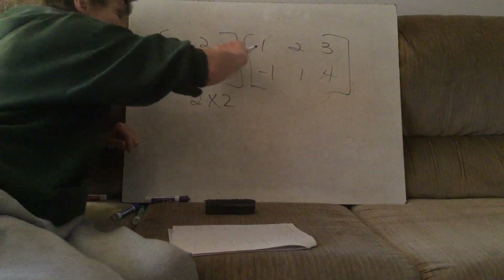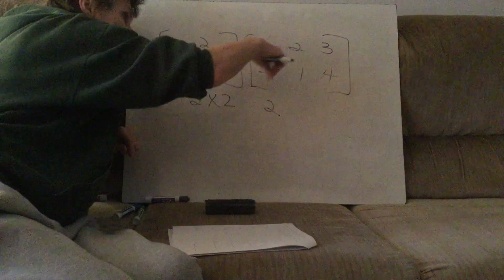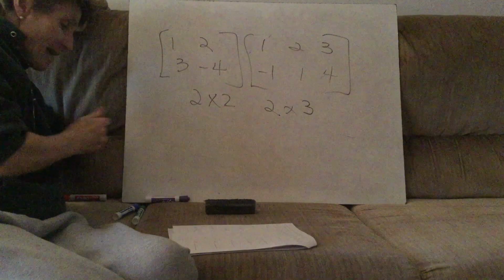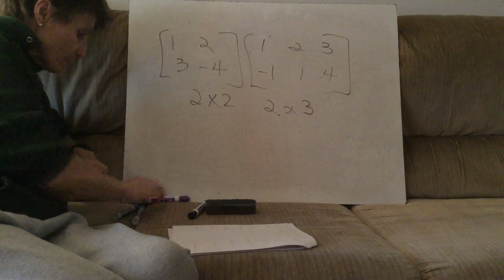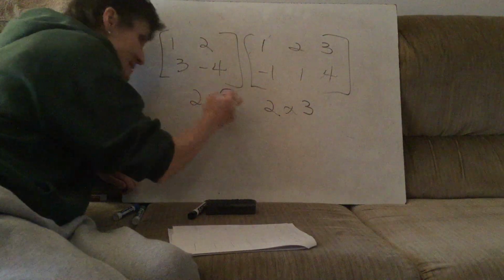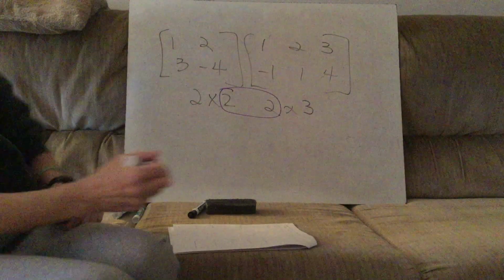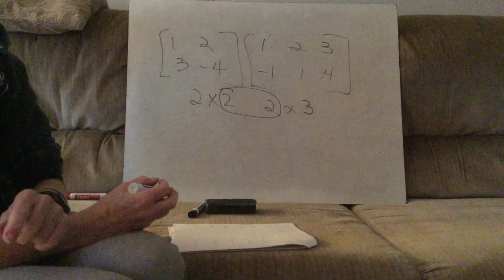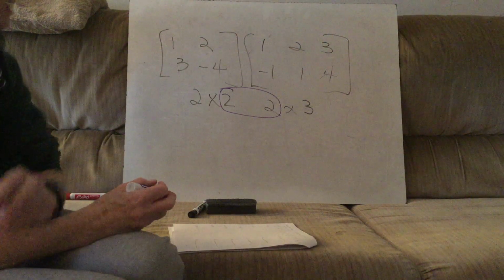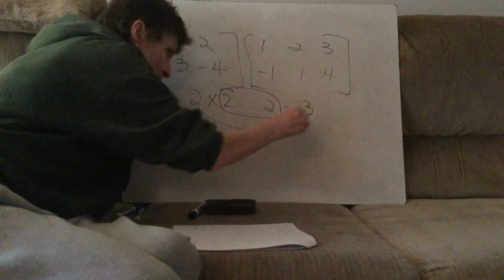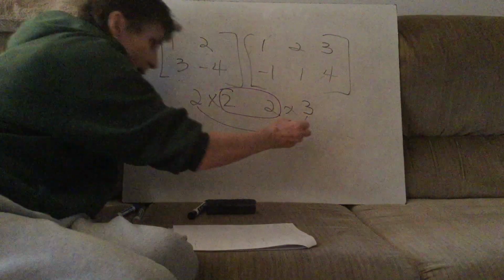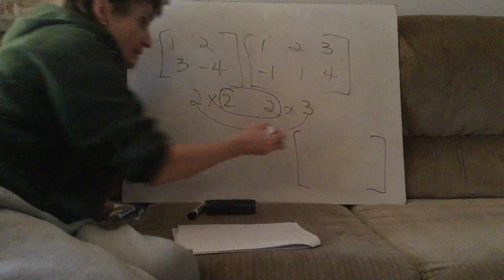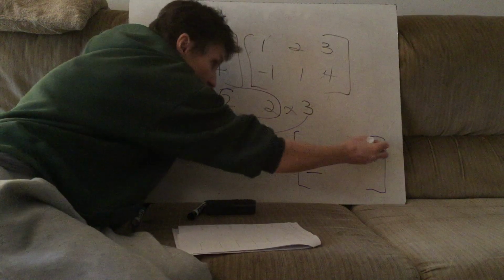All right, how about this guy? How many rows do we have? 2. How many columns do we have? 3. Now, these two matrices could not be added if we were adding them, but we're not adding them, we're multiplying them. And since these match, we can multiply. The rule for multiplication is these two have to match, and they do. We know then that our answer will be a 2 by 3. So I'm going to write it down here. This is going to be my answer. It's going to have 2 rows and 3 columns.